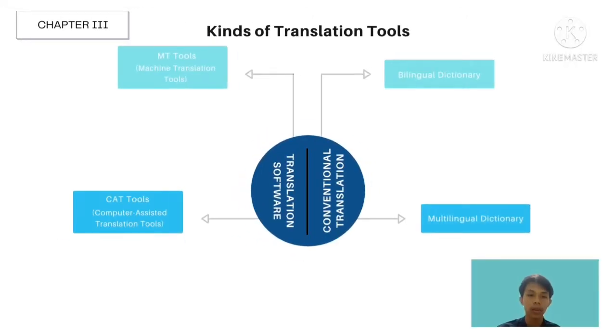For the second discussion, namely kinds of translation tools. Until now, there are two types of translation tools. The first is software translation, which consists of MT tools or machine translation tools, and CAT tools or computer-assisted translation tools. And the second is conventional translation, which consists of bilingual dictionary and multilingual dictionary.